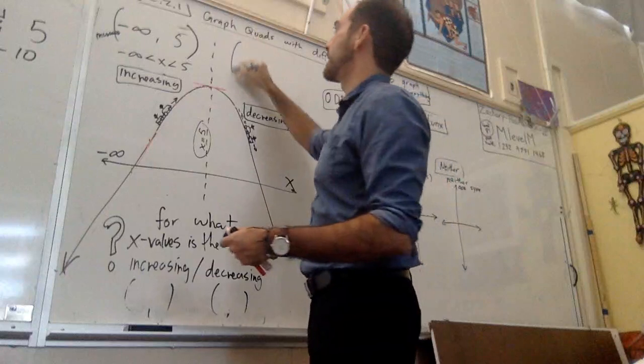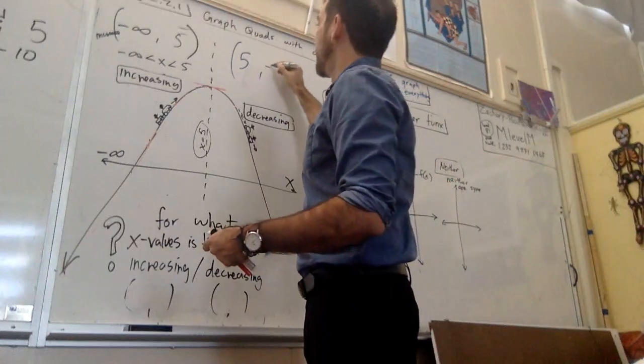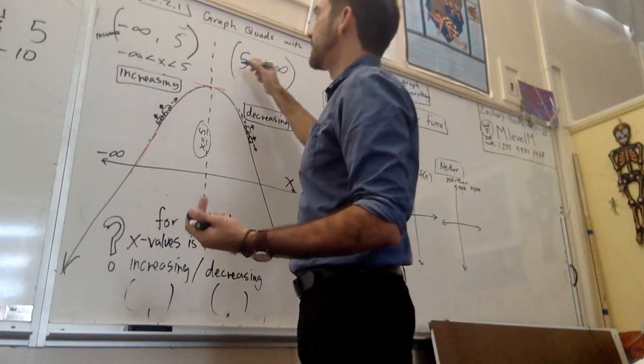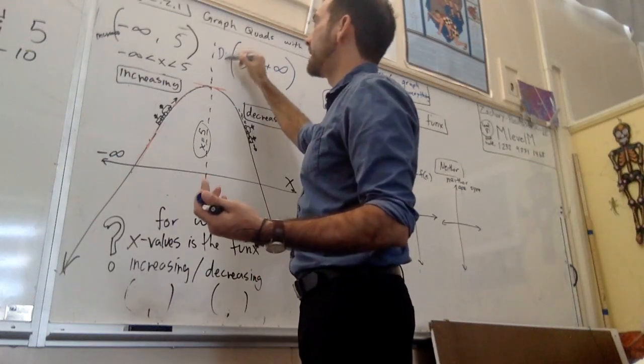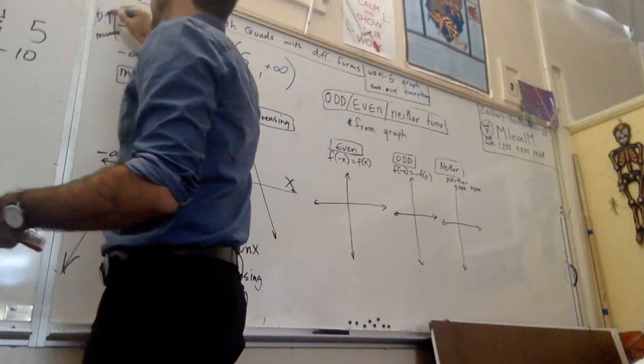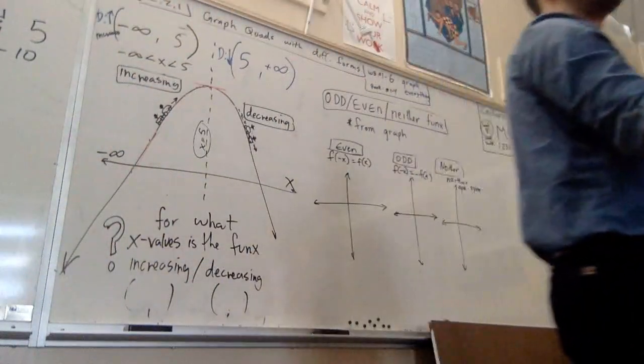So watch. I'm going to go ahead and say 5 to positive infinity, not x and y. This is essentially looking at what domain is this decreasing, what domain is this increasing, looking at the x values only.